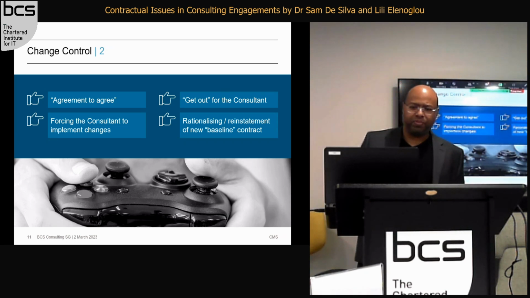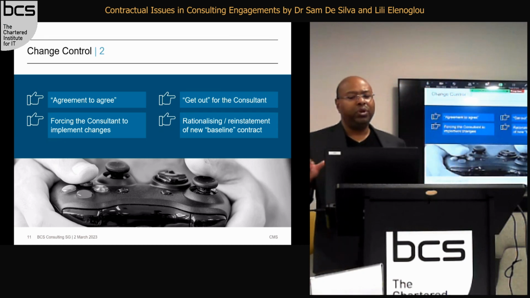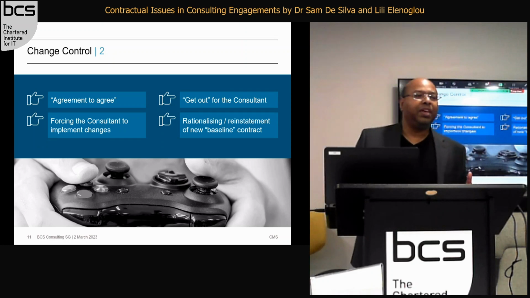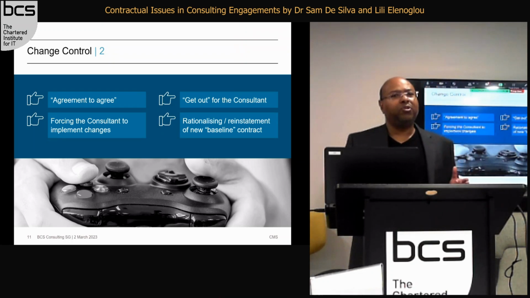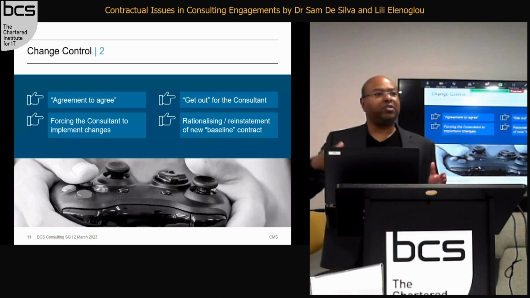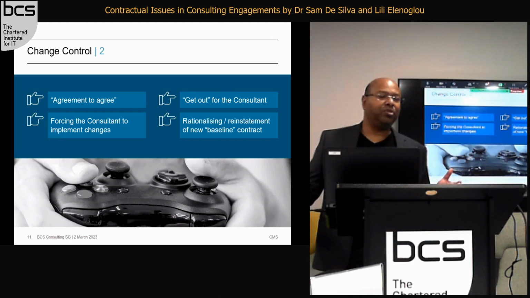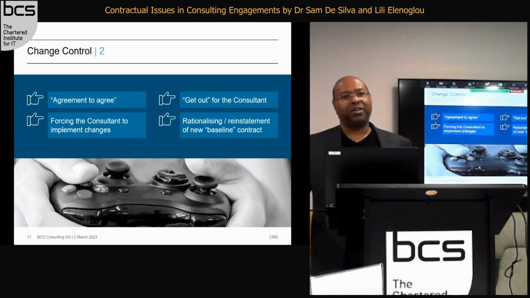The other sort of tip for change control, I would say, is the rationalization or reinstatement of a new baseline contract. You've got a contract you sign, and then effectively there's a change control, and 5 years down the track, there's like 20 change controls. One change control modifies a clause, the next change control modifies that clause again. So looking 5 years down the track, you don't know what the contract looks like because there's a whole lot of change controls.